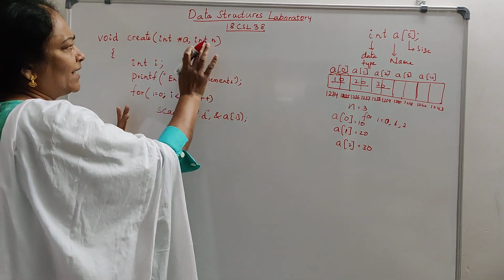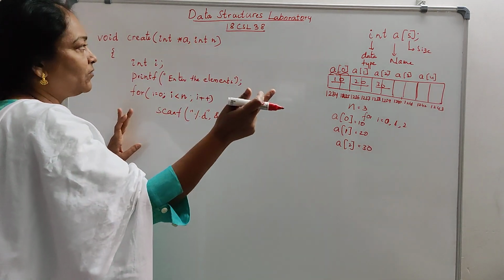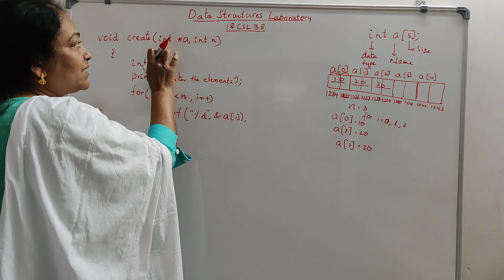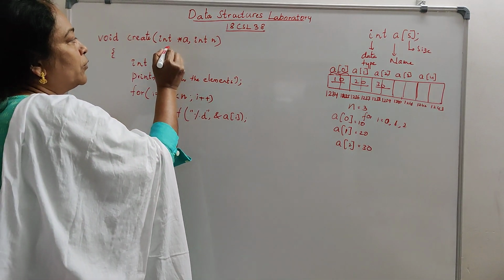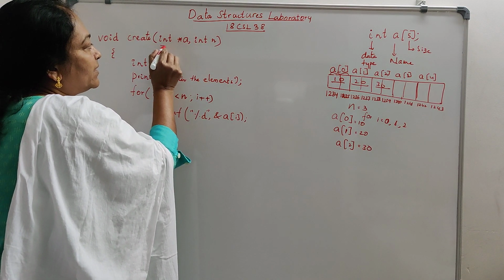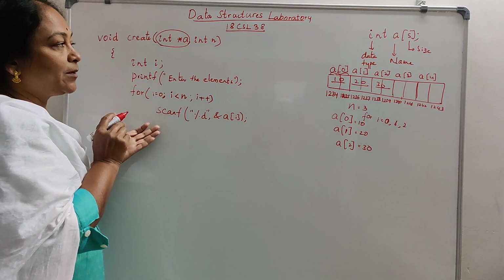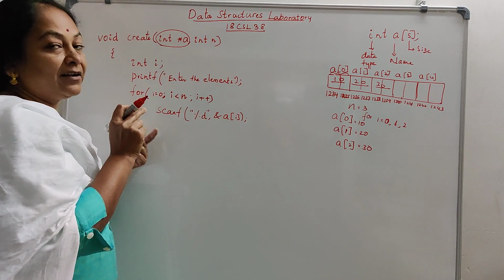You know what the value of n is, which is coming from the calling function. And why is it int asterisk a? You might know this is nothing but a pointer variable. So what is a pointer variable? A pointer variable stores the address of another variable.